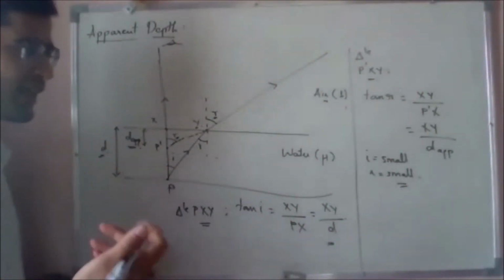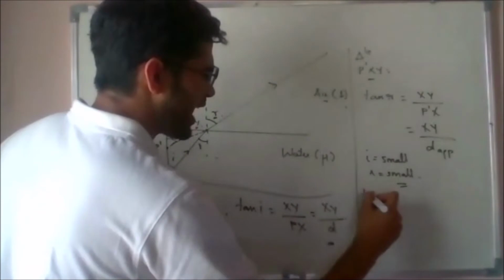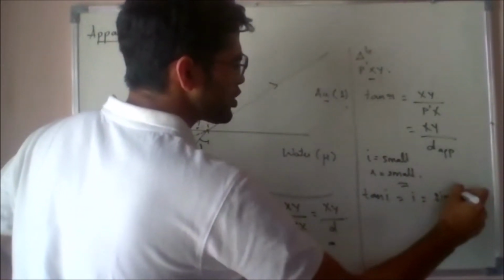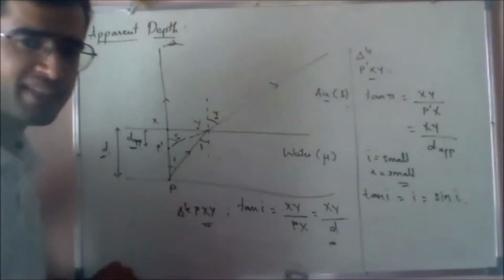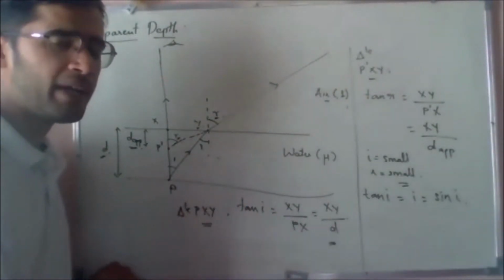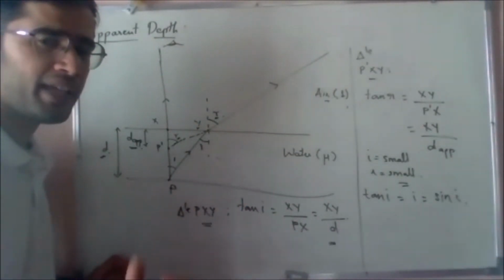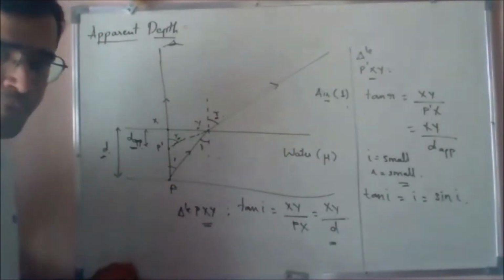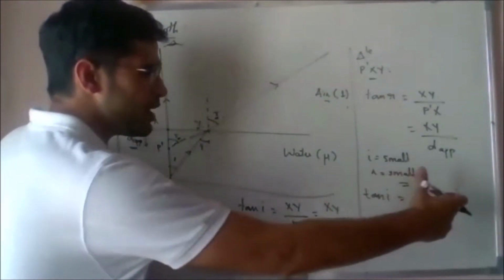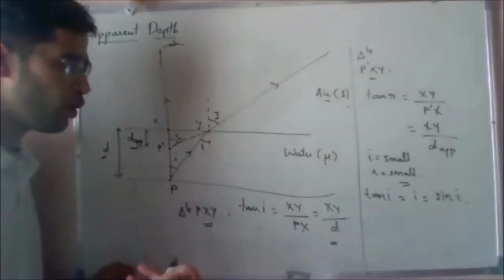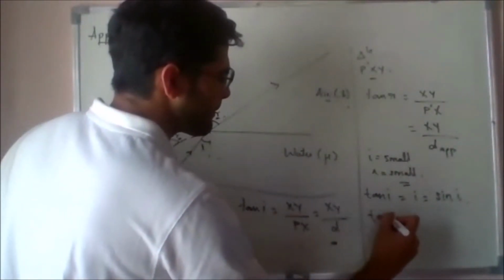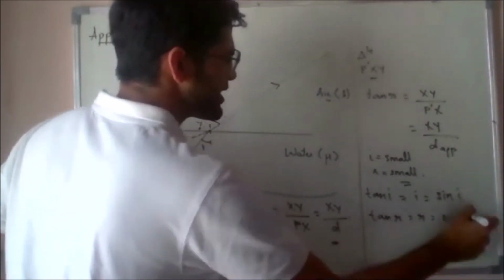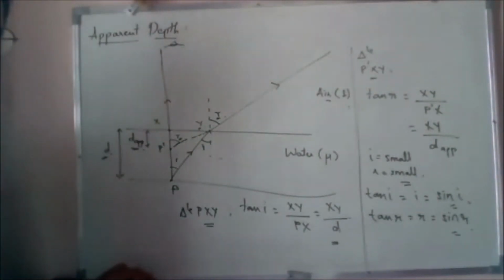So if angle I and angle R are small, can we write tan I to be equal to I to be equal to sin I? For small angles, if you remember your limits, as theta tends towards 0, tan theta by theta is equal to 1. Sin theta by theta is also equal to 1. So we can write tan theta to be equal to sin theta to be equal to theta, right? Here I'm assuming tan I to be equal to sin I because the angle I is small. Similarly, can I assume tan R to be equal to R to be equal to sin R? Or can I say tan R is equal to sin R over here, right?